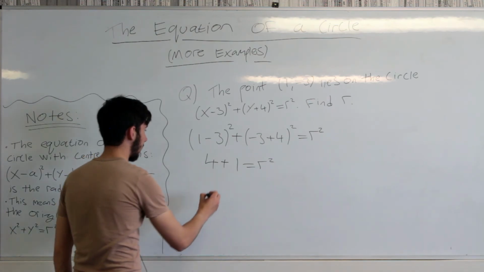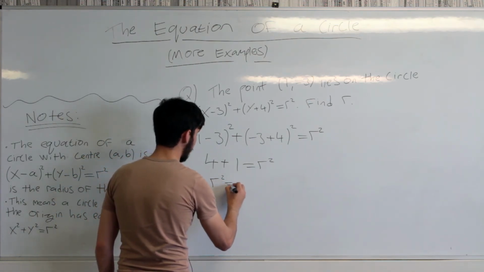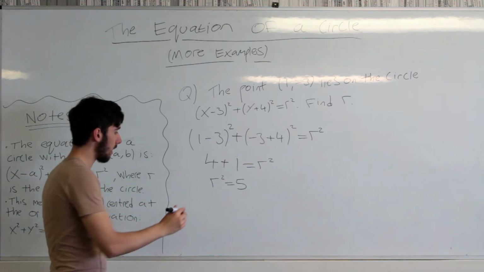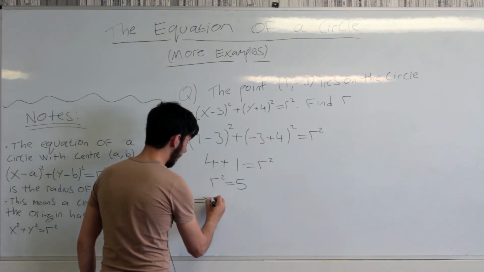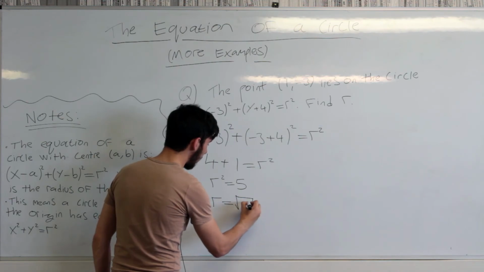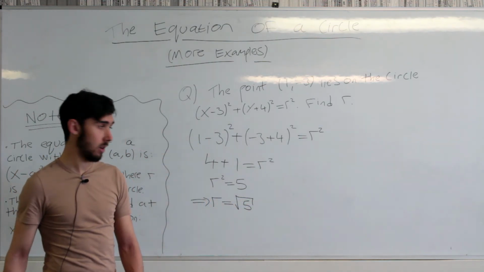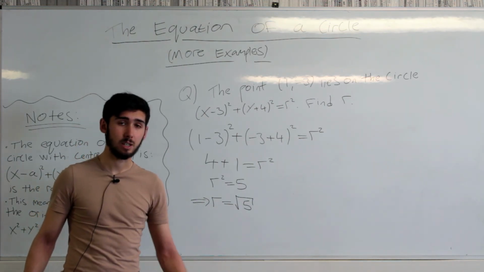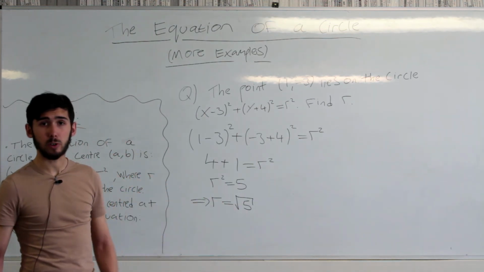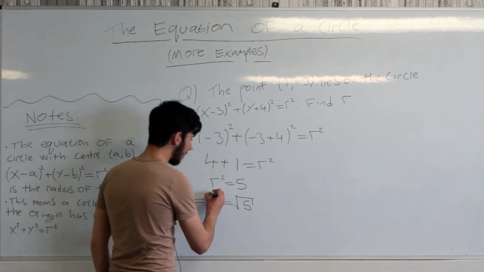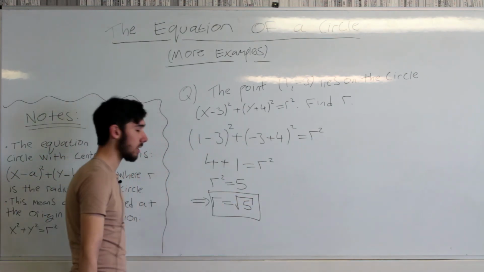Therefore, r squared is equal to 5. 4 plus 1 is 5. Therefore, r is equal to the square root of 5. The square root of 5 does not simplify. 5 is a prime number. You cannot simplify this. That is an irrational. And you cannot simplify the surd. You can't break it down at all. So that's your answer. The radius is root 5. Root 5 units. That's it.